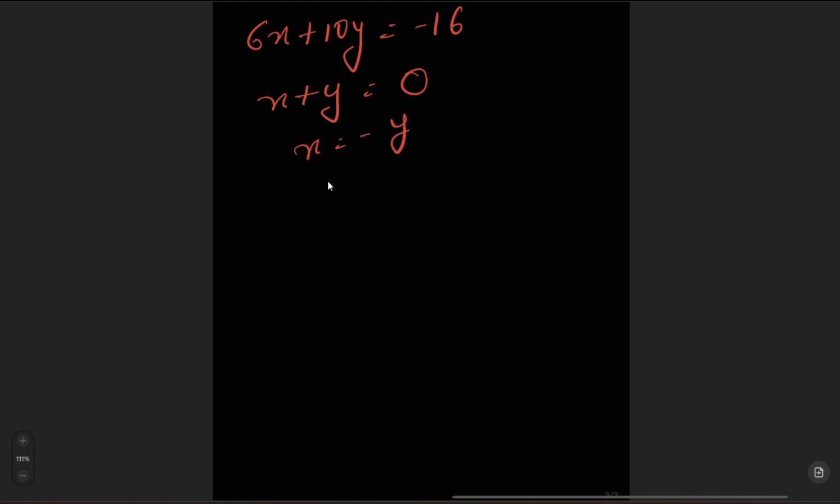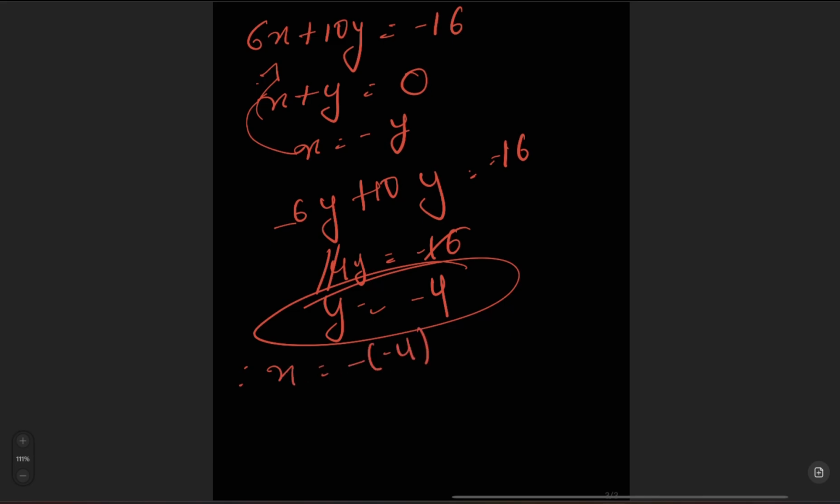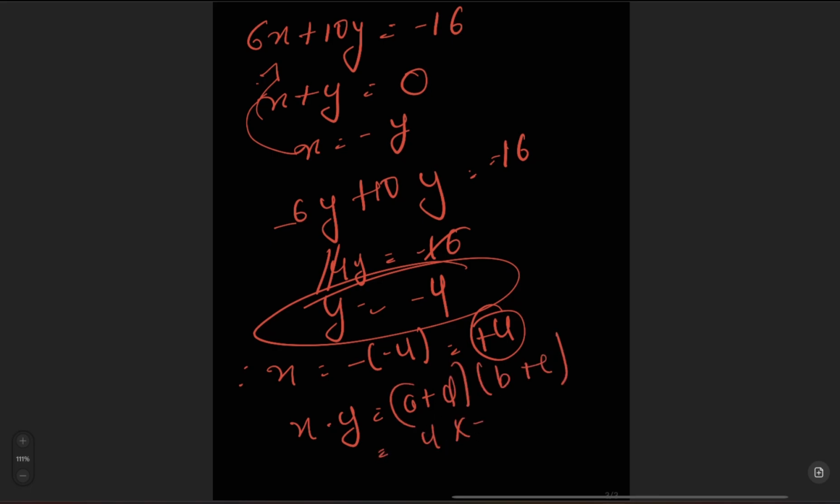As we know, x is minus y. Now you put this x here, then it will be minus 6y plus 10y equals minus 16. And this is 4y equals minus 16, so y is minus 4. Therefore x will be minus of minus 4, which is plus 4. And here you can get directly x into y, which is a plus d multiplied by b plus c, 4 into minus 4, which is minus 16.